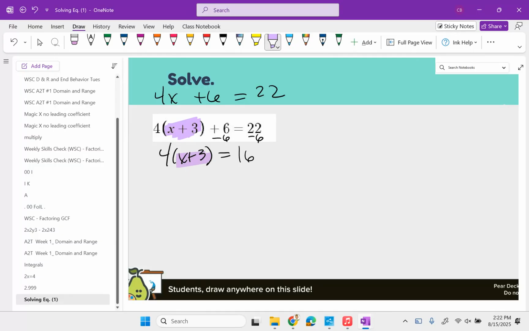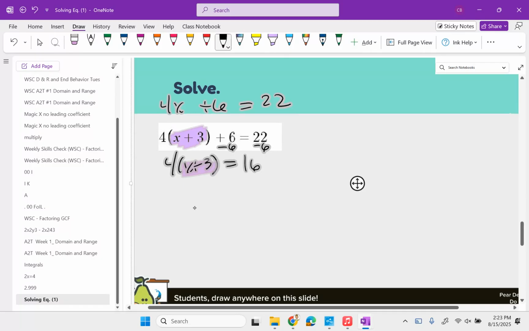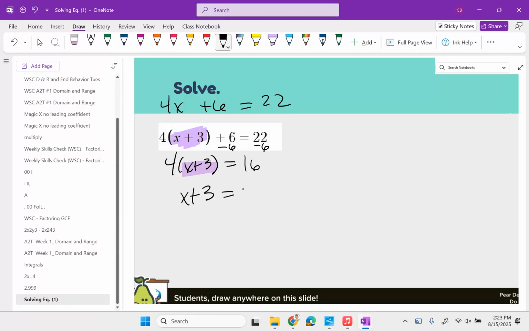What operation is between the 4 and the parentheses? Multiplication. What's the opposite of multiplication? Division. So we have x plus 3 equals what's 16 divided by 4? 4. Good. Now what do I have to do? Subtract the 3. So what's 4 minus 3? 1. Any questions?